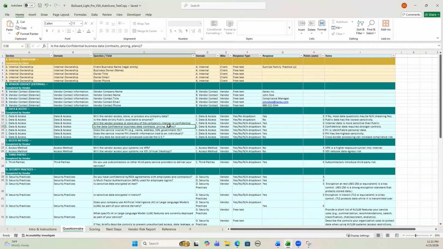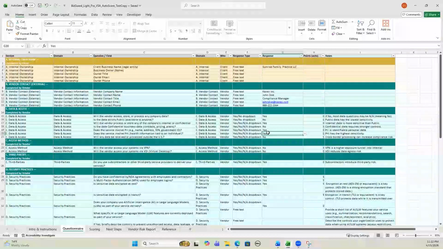They do not access confidential business contracts or pricing plans. Is the data confidential business pricing plan? No. Does the service involve PII or PHI? So it's identifiable personal data or personal health information, which is the highest sensitivity. We'd say yes, since they do process health information. And will any data be received or processed outside of the US? No. They don't access VPN or VDI.